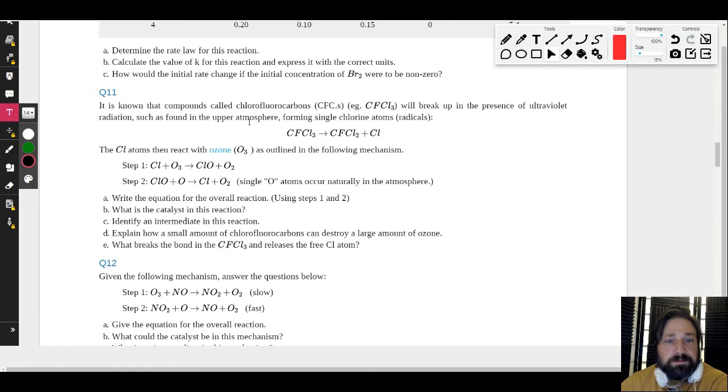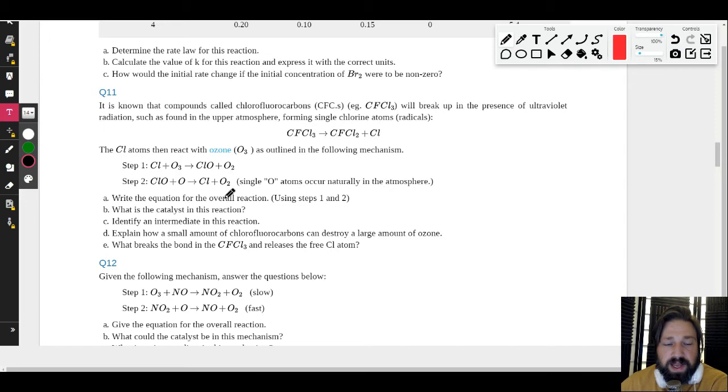Questions 11. All right, so we're going to go through and talk about CFCs. They're bad for the environment, and this is why. Up in the atmosphere, CFCs make free chlorine radicals. These are not Cl2, as you notice. This is just Cl, a single atom of chlorine, very reactive. And up there, it actually reacts with ozone with this elementary step.